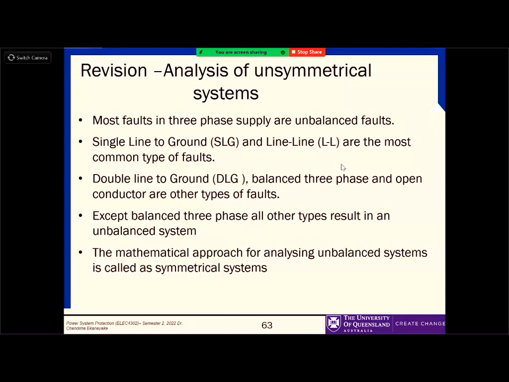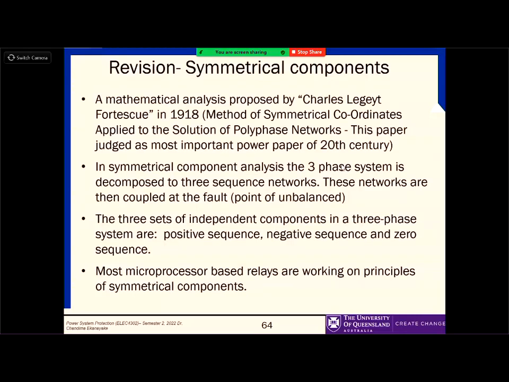To study these sort of things, the mathematical approach that we define is called symmetrical components. This is not new. If you look at the original paper for this, I have uploaded it to the Blackboard. It was done by Charles Fortescue in 1918, right? And he suggested that this is purely maths-based. What he said is that any unsymmetrical system, right?